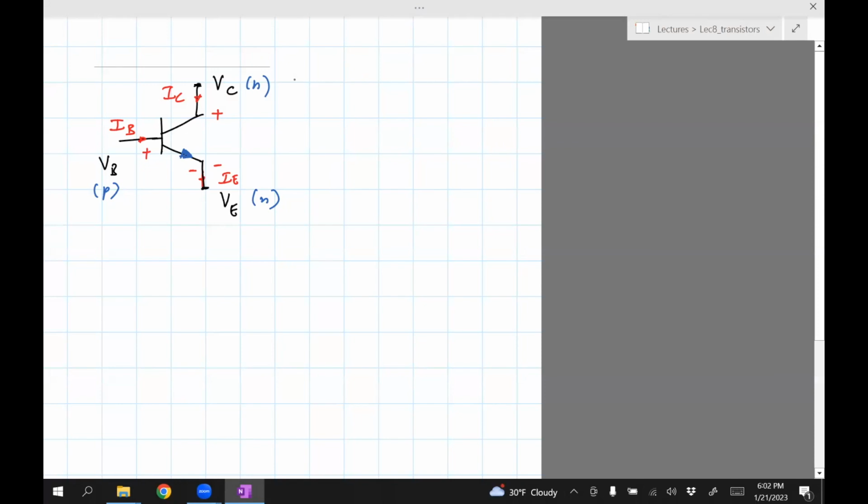So we notice from this that BE is forward biased. That's because the B is, remember, the P, and so it's connected to the positive terminal, and of course the E is connected to negative, so it's forward biased. So this is known as the voltage across VBE, which can also be written as, let me write it down here. This voltage is VBE, which is simply VB minus VE.